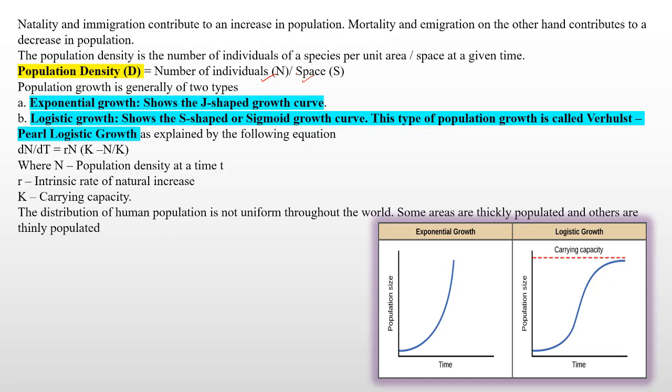Population growth is generally of two types. One is exponential growth. Exponential growth is the J-shaped growth. Now, J-shaped growth simply means what? When the environment imposes negligible resistance, when the individuals are offered zero resistance from the environment, and they are just growing and growing like anything. So the J-shaped growth curve is an exponential growth curve, especially seen when resources are unlimited.